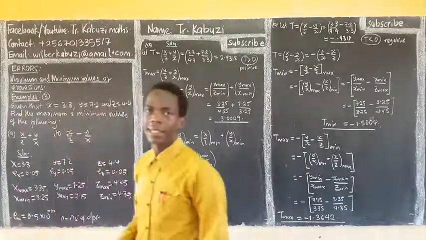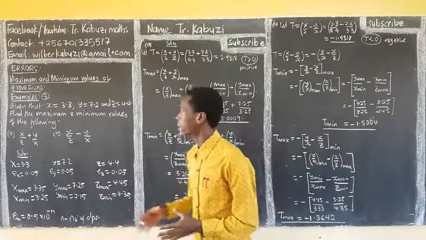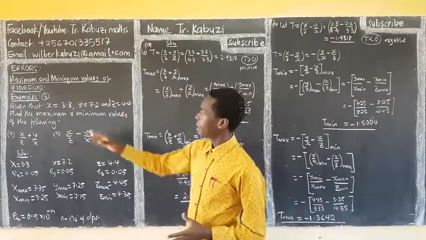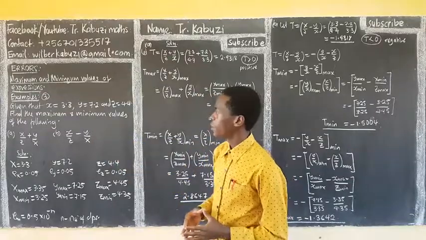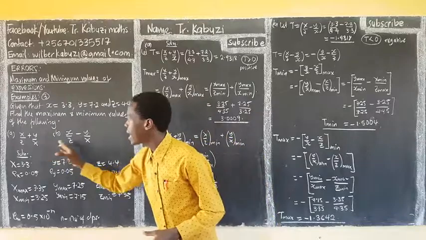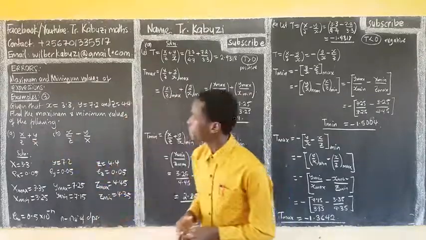Now members, let us see what happens if we have such questions like this. They give us x, y, and z, and they are asking us to find the minimum and maximum values of the following. So they give us this and this. These are all expressions.